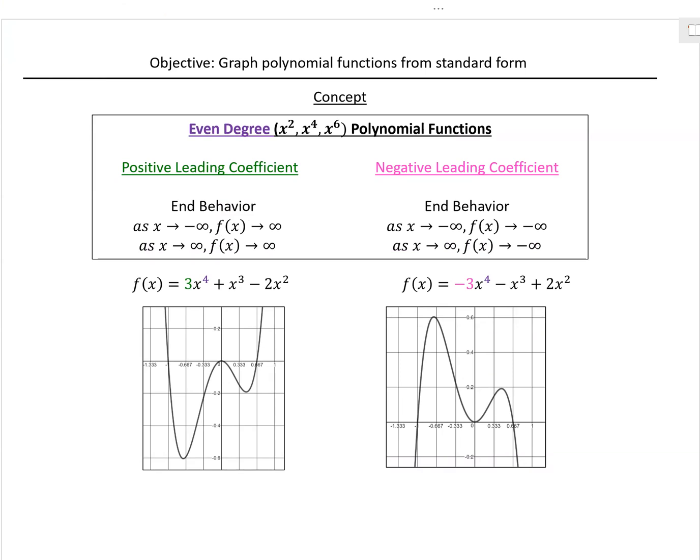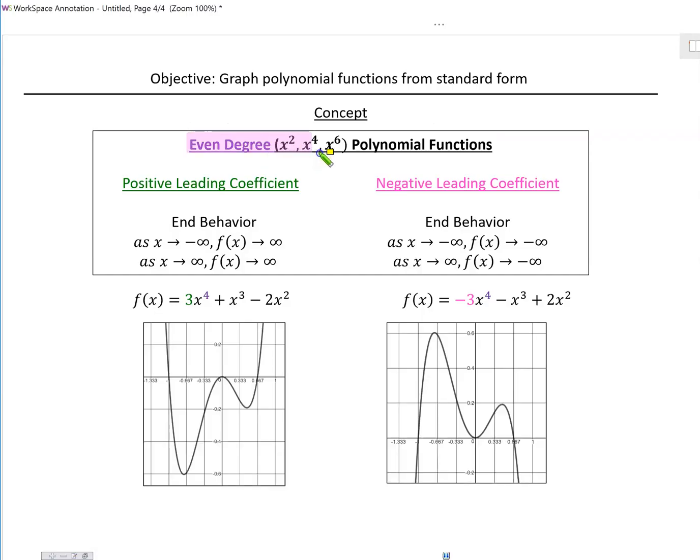And for our even degreed functions, the ends go the same direction. So they either both go to positive infinity or they both go to negative infinity. If the leading coefficient is positive, the right end goes to positive infinity, so the other one does too. If the leading coefficient is negative, the right end goes to negative infinity, so the other one does too.